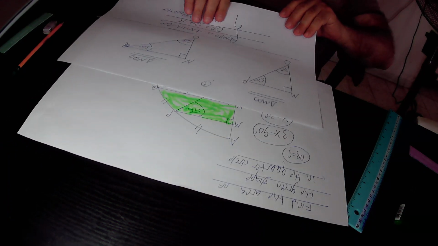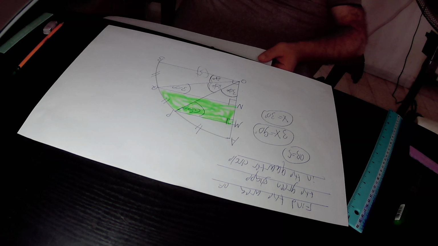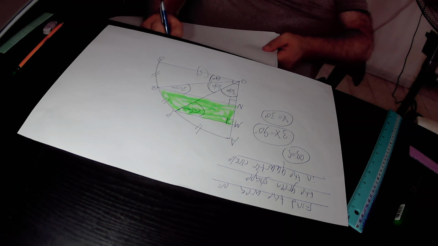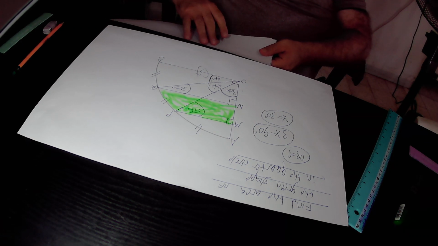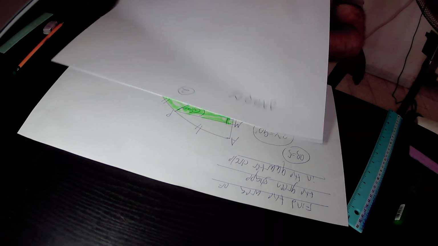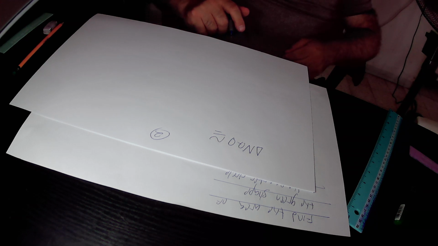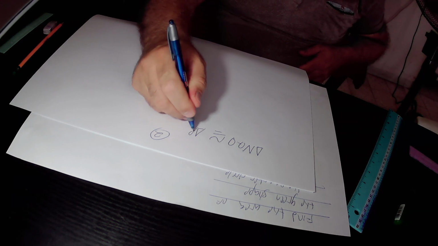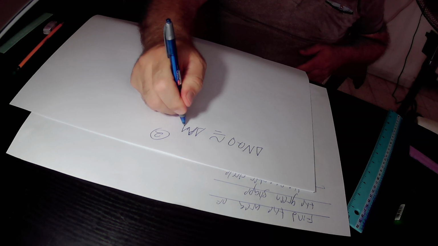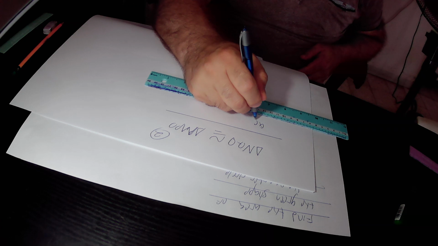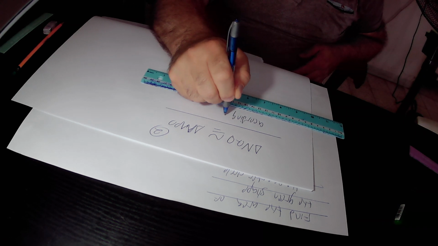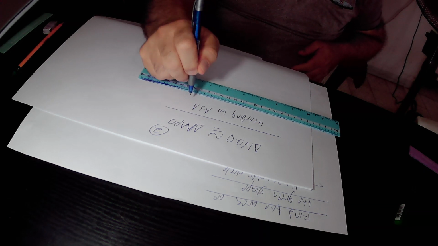So I write it down. We found out that the right triangle NQO is congruent, this is the sign of congruent, to the right triangle MPO according to the angle side angle rule.